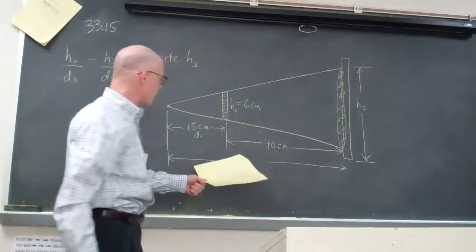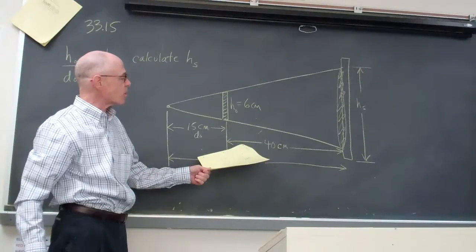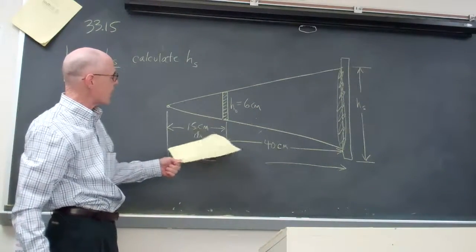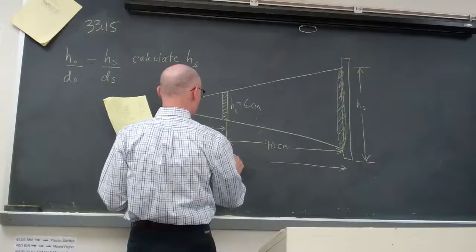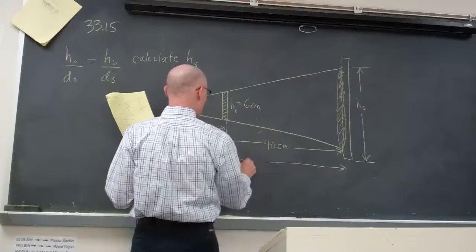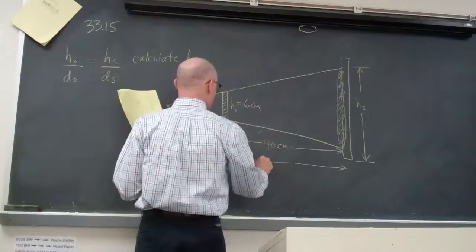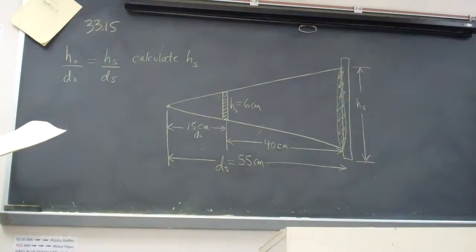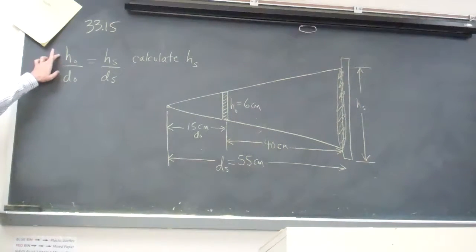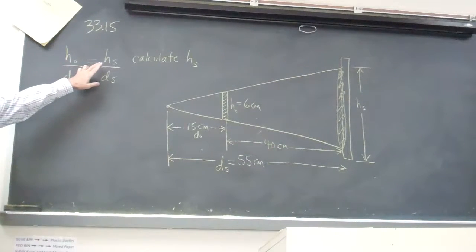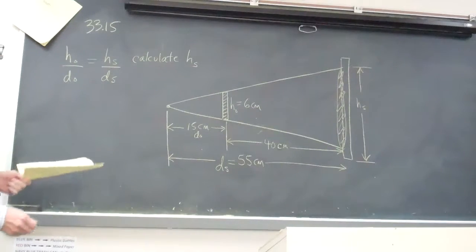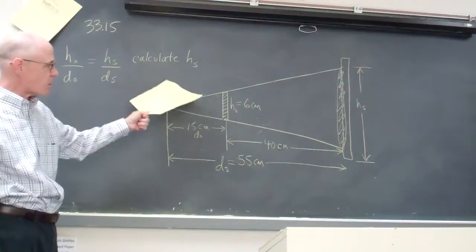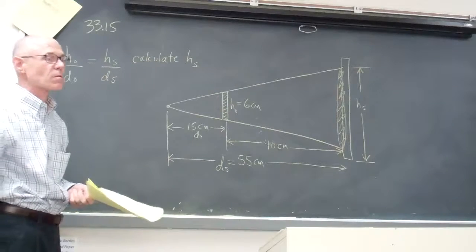However, the 40 centimeters is not the distance of the shadow from the point source. In order to get that, you have to add the 15 and the 40. So the distance of the shadow from the point source would be 55 centimeters. So here's our basic equation. The proportion says height of the object compared to the distance of the object equals the height of the shadow compared to the distance of the shadow.